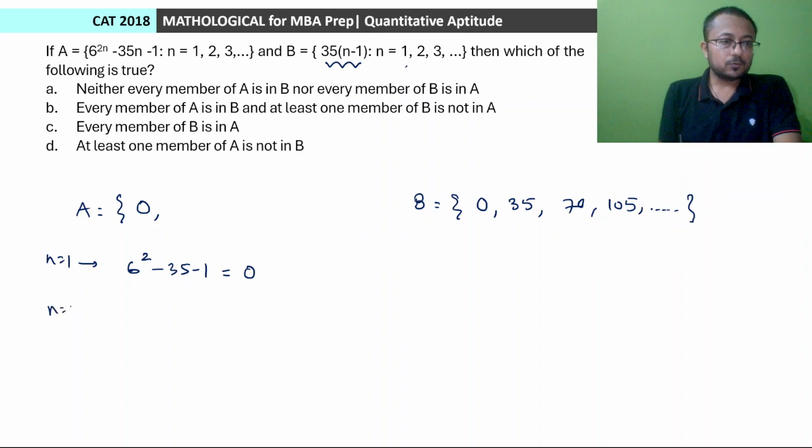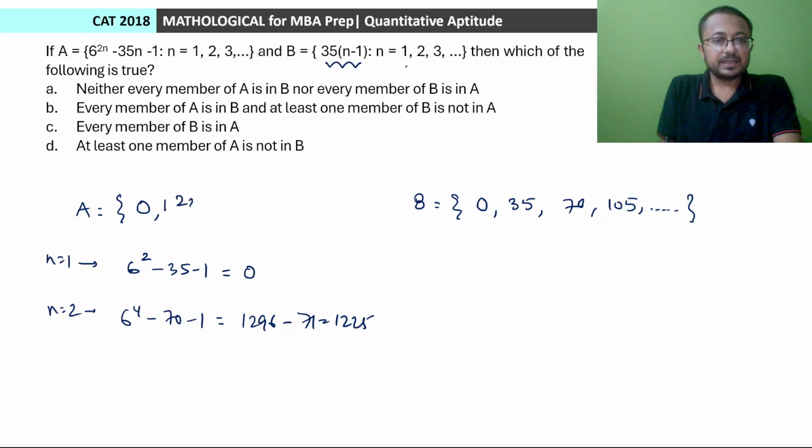For n is equal to 2, this becomes 6 to the power 4 minus 70 minus 1. That is 1296 minus 71. So that will be 1225. That is, the second element of set A is 1225. Next can be n is equal to 3, for which this will be 6 to the power 6 minus 105 minus 1. Now this will be a large value. But basically, these are first two terms.